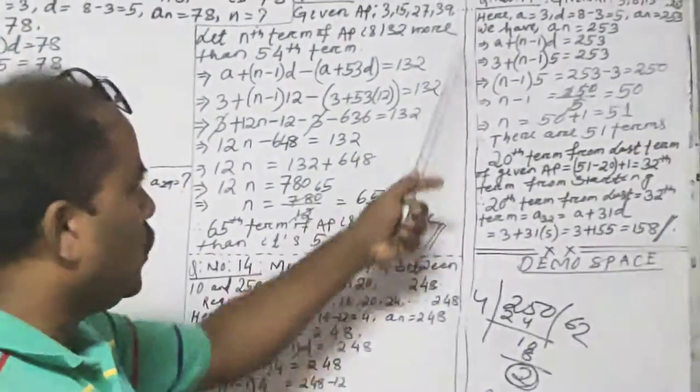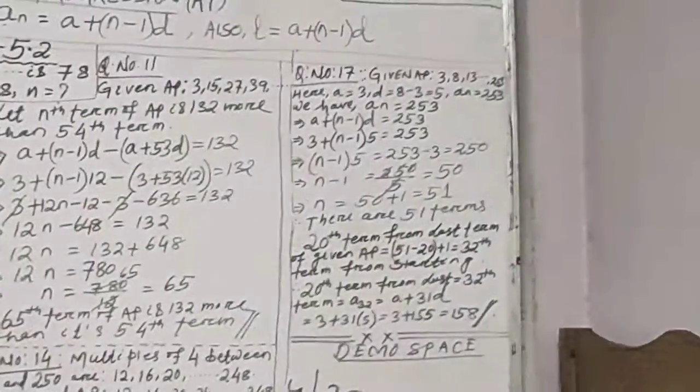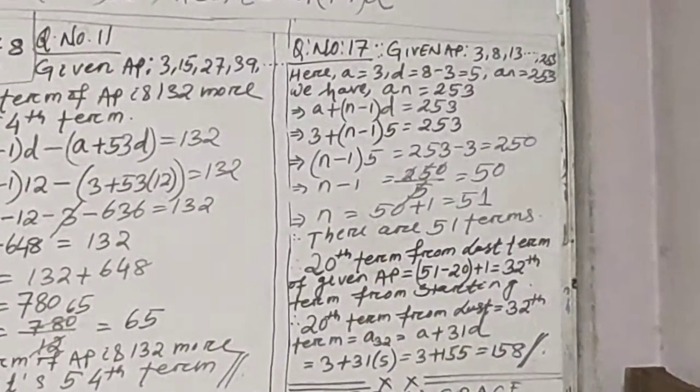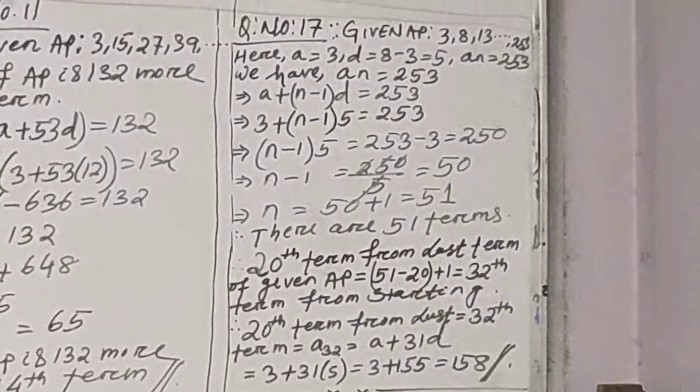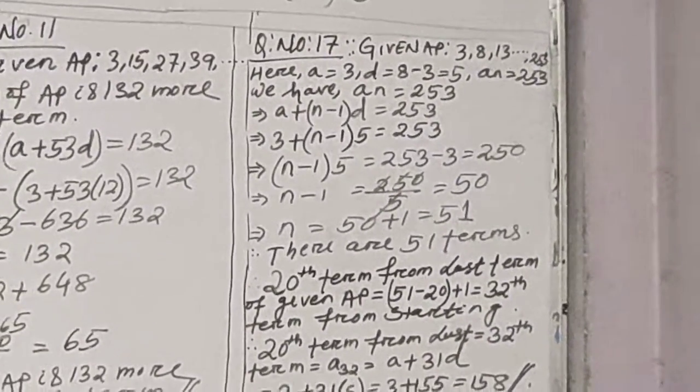And next, question number 17. Question number 17 says: find the 20th term from the last term of the given AP 3, 8, 13, up to 253. So here is a slightly different type of question.